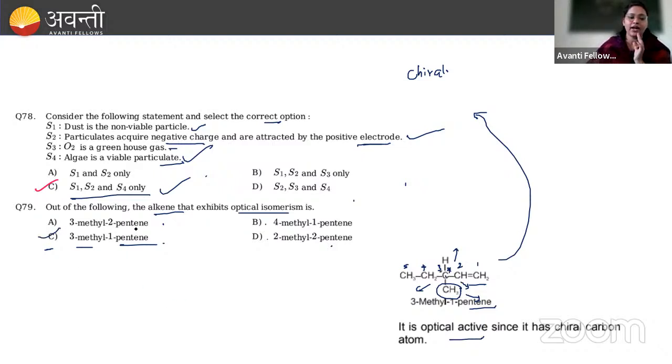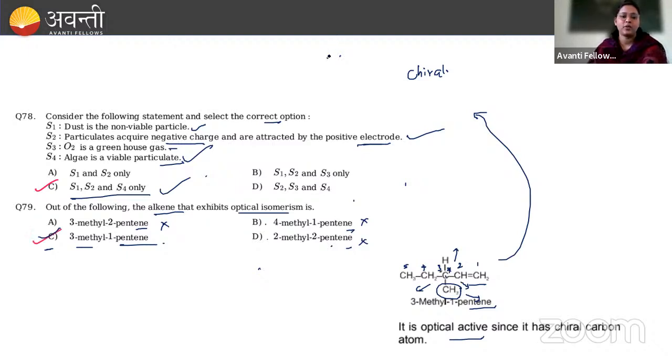Any doubt? You can try and find out the structures of these, and you can check whether they contain chiral carbon or not. If they are not containing chiral carbon, that's why we are not choosing them. You can draw their structures, and you can observe that they do not contain any kind of chiral carbon in them. That's why they are not optically active. Any doubts here? Do you understand this?